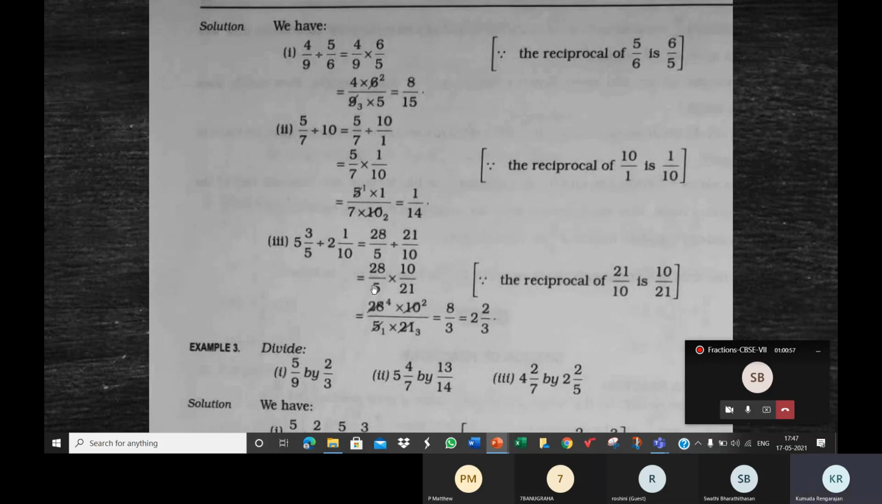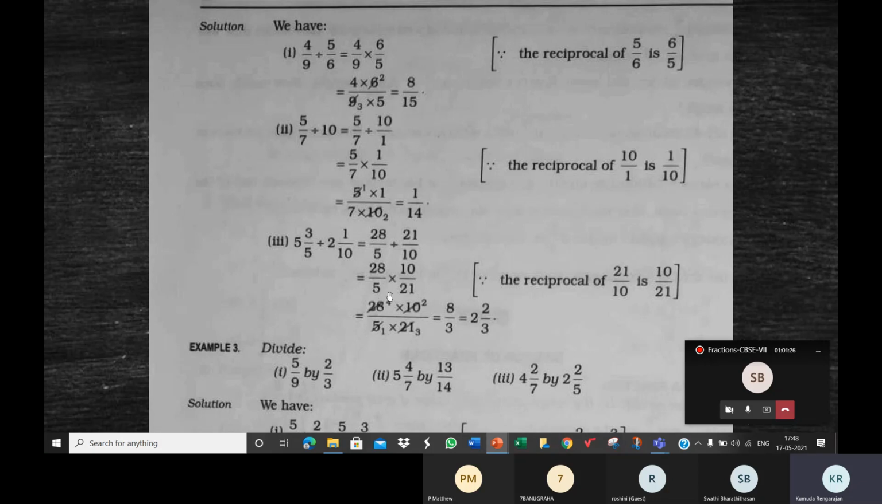Now write the first fraction as it is. Division becomes multiplication and 21 by 10 becomes its reciprocal, 10 by 21. Multiply the numerators, multiply the denominators. So you can simplify 28 and 21 in the tables of 7. 28 divided by 7 is 4. 21 divided by 7 is 3. And you can also cancel 5 and 10.